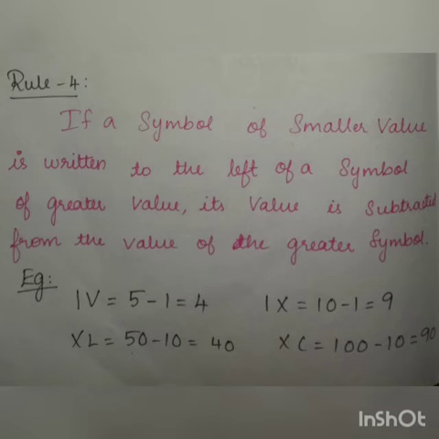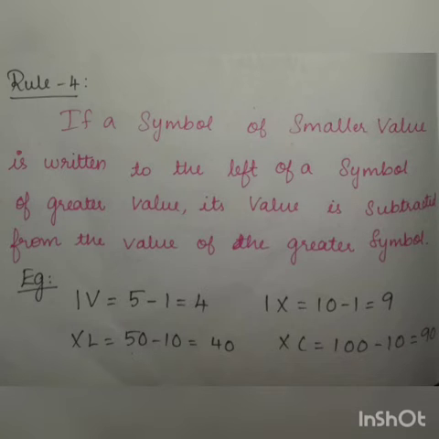The next rule is, if a symbol of smaller value is written to the left side of the symbol of greater value, which is opposite to the previous rule, then its value is subtracted from the greater value. Now the smaller value is written on the left side. In the previous rule, the smaller value was on the right side, and you add it. Here, the smaller value is written on the left side of the greater value, so you subtract that smaller value from the greater value. That is the rule.